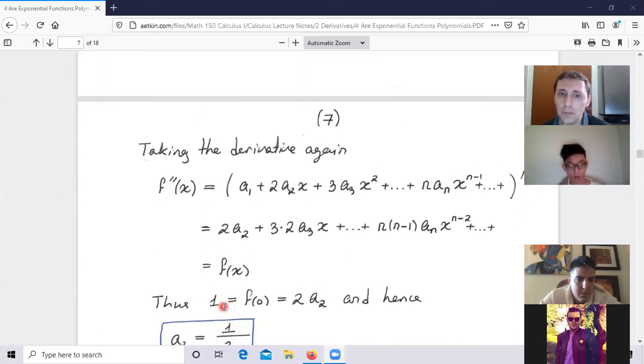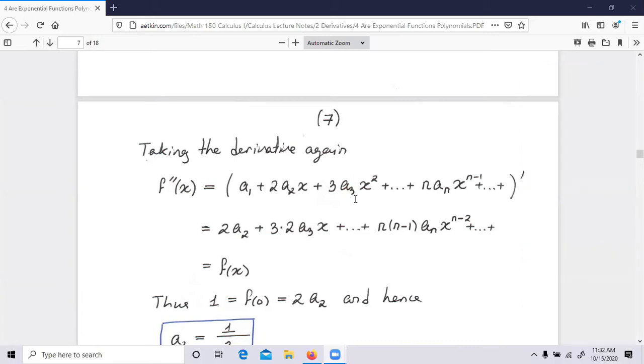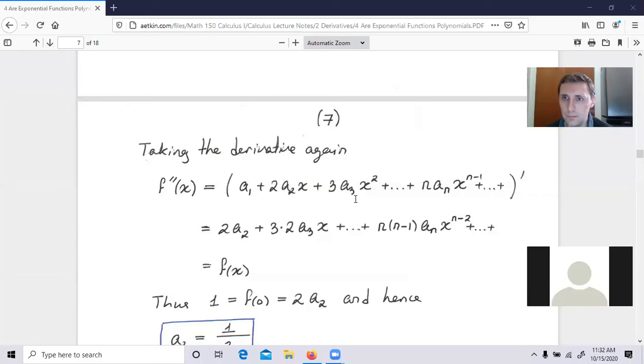Now, tell me, please, what's a sub 3 equal to? What's the next coefficient equal to? 1/6.